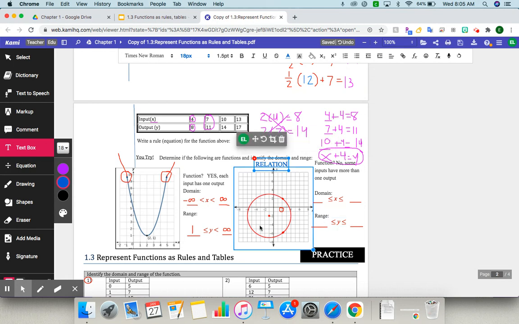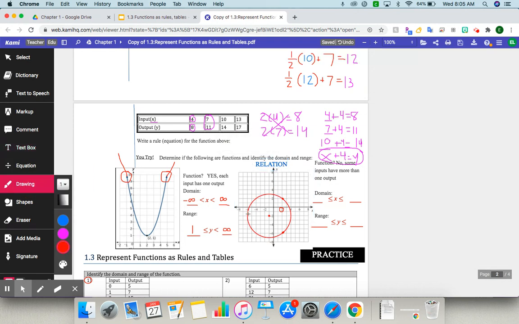However, we can still define the domain and range because it is still a relationship between two variables. So in this case, notice our domain starts at -6. That's our smallest x value. And then our largest x value is 4. For our range, our smallest y value is -7. And our largest y value is at +3.